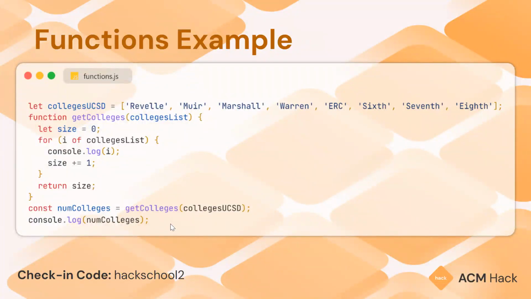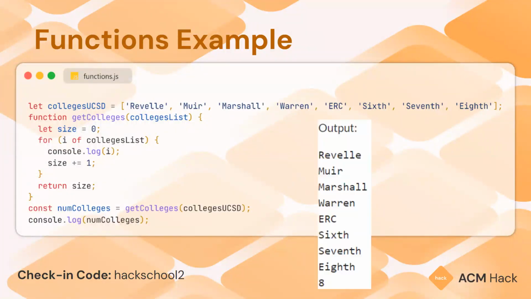Any questions? No? Okay, so this would be the output when you run it. This is what we printed in the terminal. Because you're logging each item in the list inside the function, it prints each one, and at the end you're logging the size, which was returned from that function.